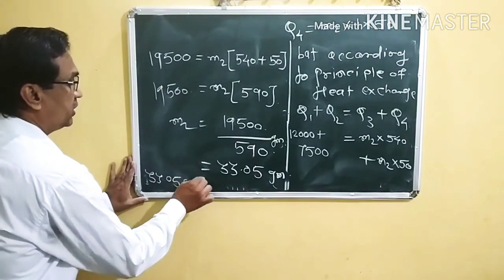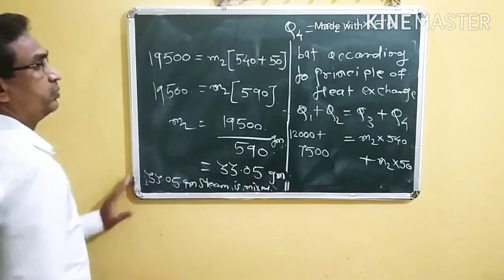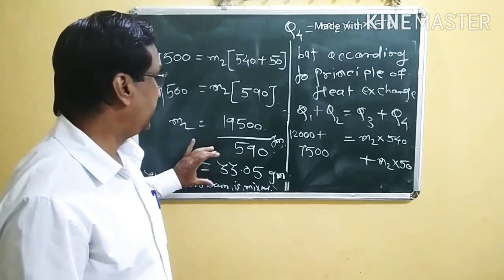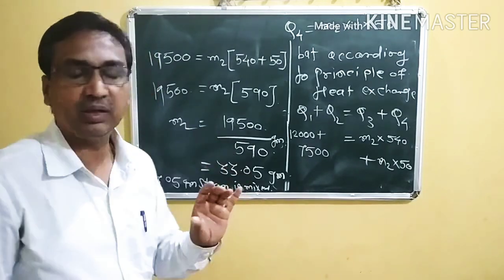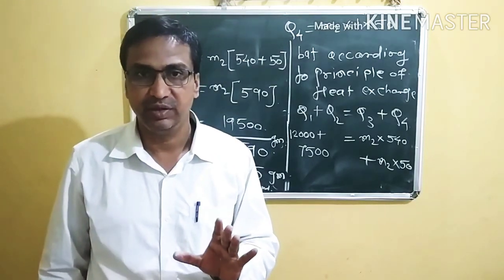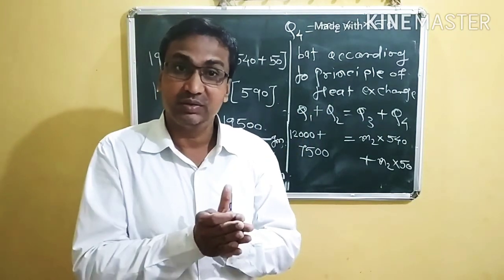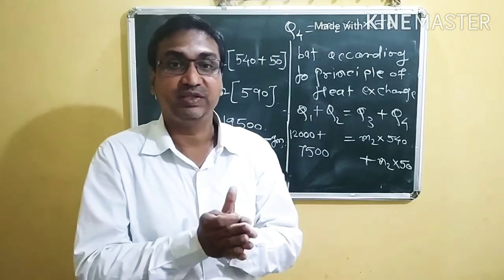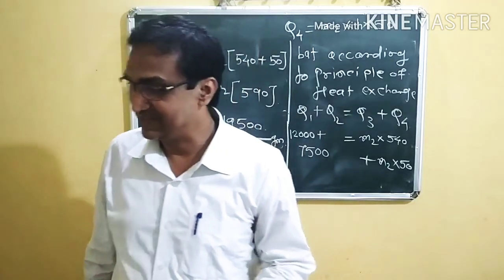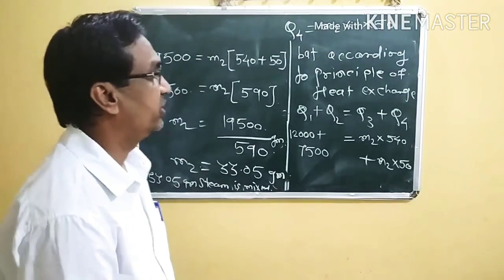33.05 gram of steam is mixed with ice. So have you got this? It needed almost 33 gram of steam, that is water vapor, to add with 150 gram of ice, so that we can form condensed water having a temperature of 50 degrees Celsius. So here is M2, 33.05 gram.